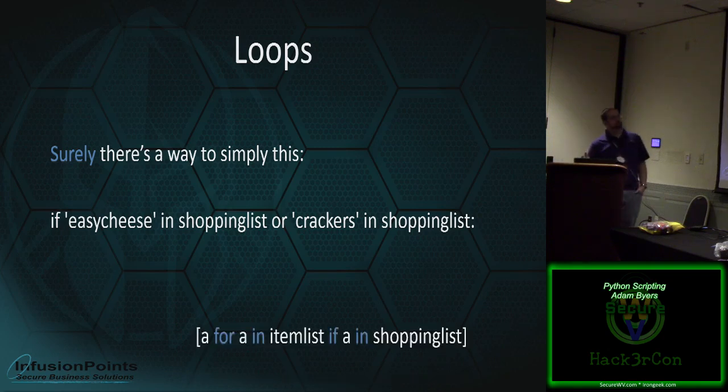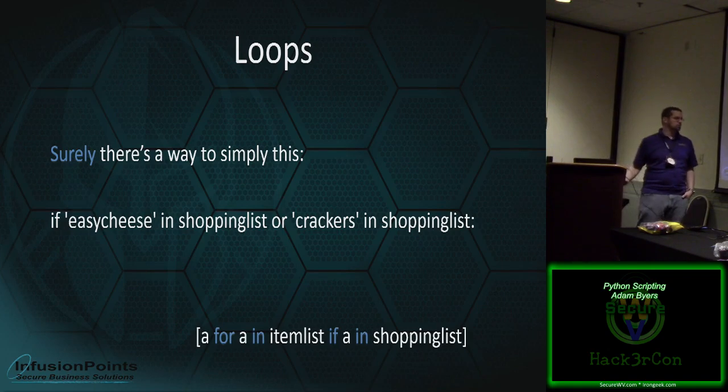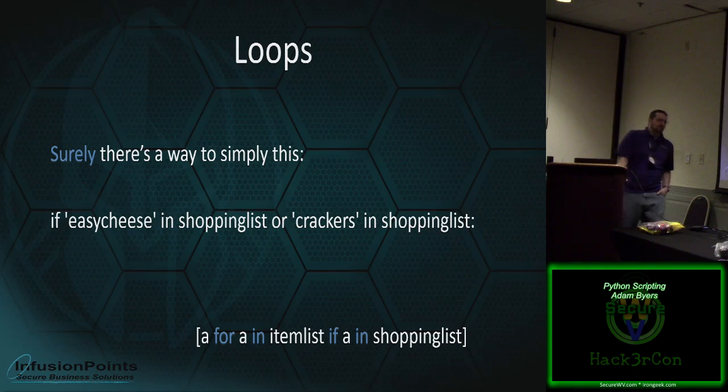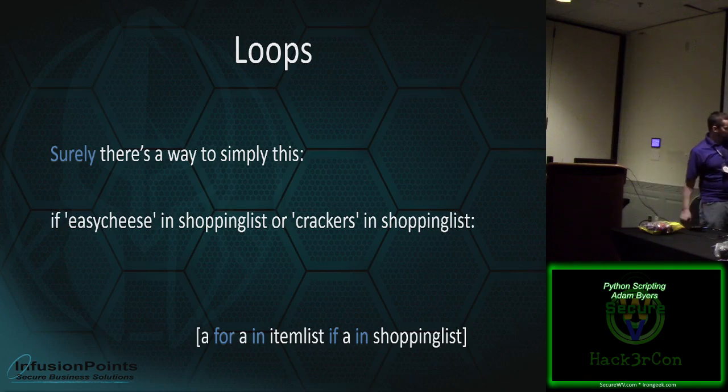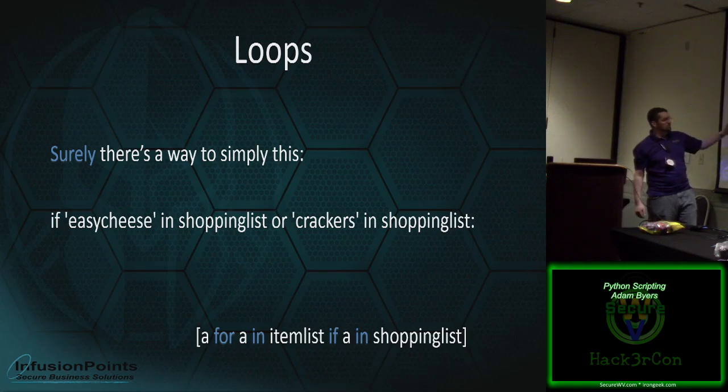This is a way to do two evaluations in one. Now, if you look at this as a whole, it may just look like Greek. Okay, what are we trying to do here? But it's a two-part. So for A in item list, it's going to go through each item in the list and assign it to the variable A, right? So that's one portion. And then for A in item list, if A is in shopping list, then return A. This is a really handy operation so that you don't have to have multiple if statements and all this goofiness.